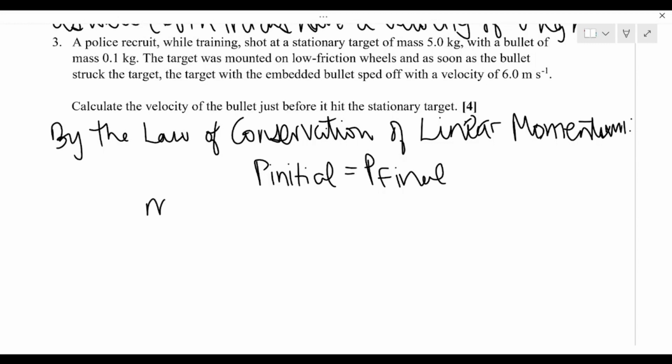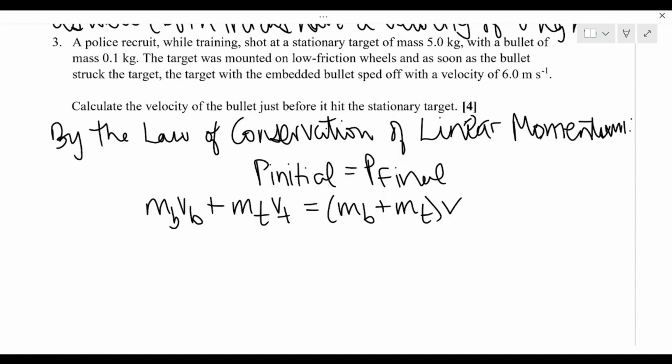So, the mass of the bullet times the velocity of the bullet plus the mass of the target times the velocity of the target is going to be equal to the mass of the bullet and the target, since the bullet is embedded in the target, times the final velocity.